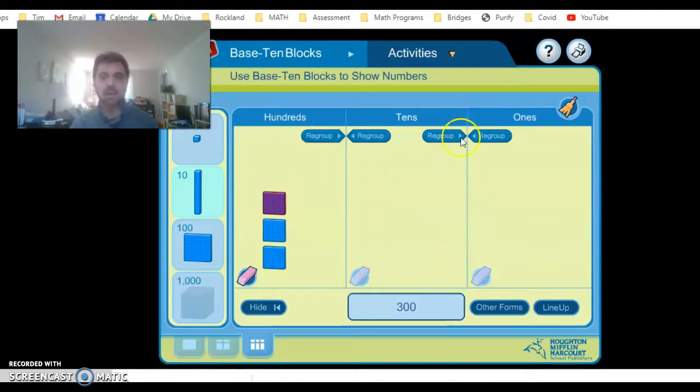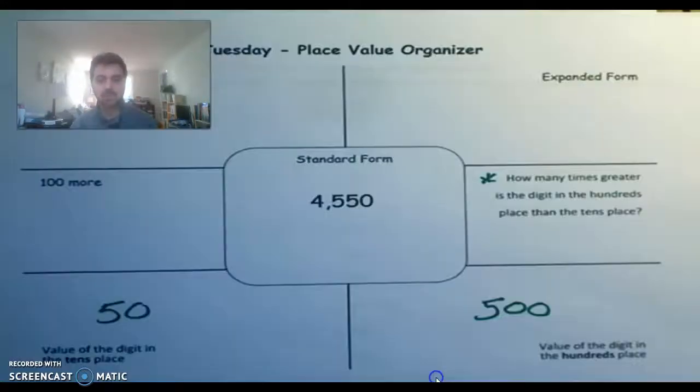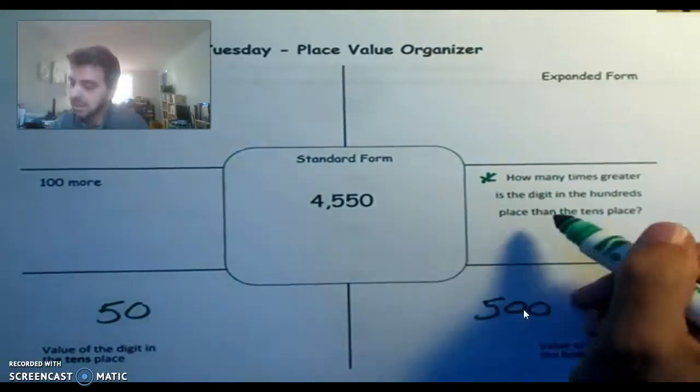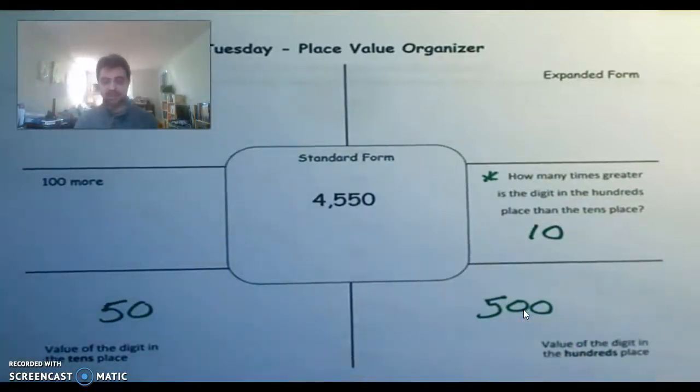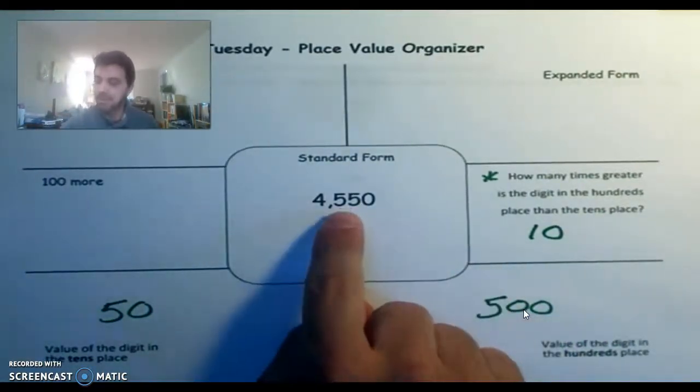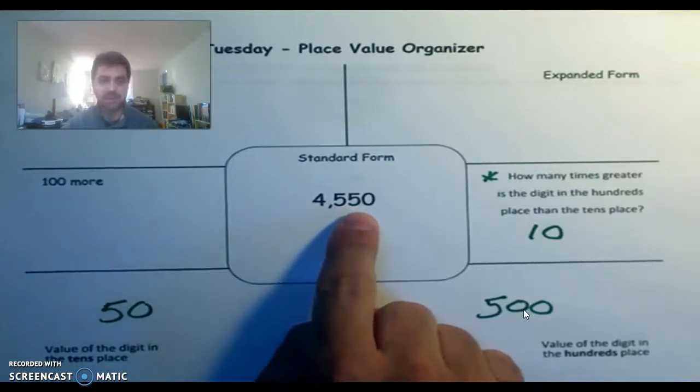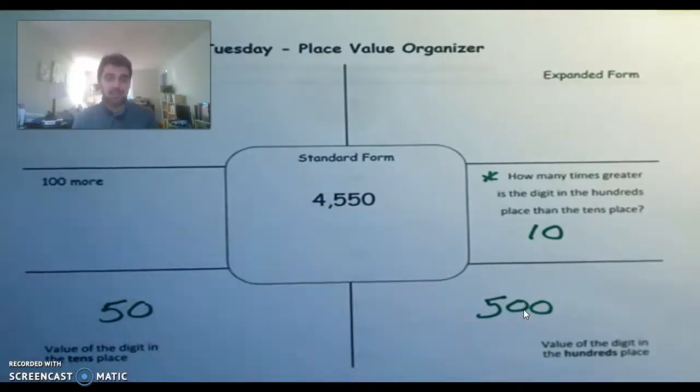So if we go back here, we can see that 50, right, 5 tens times 10 is going to give us 500. So 500 is 10 times greater than 50, okay? So this 5 is 10 times greater than this 5, which makes sense, base 10 number system, right? Every place to the left is 10 times greater than the one to the right.